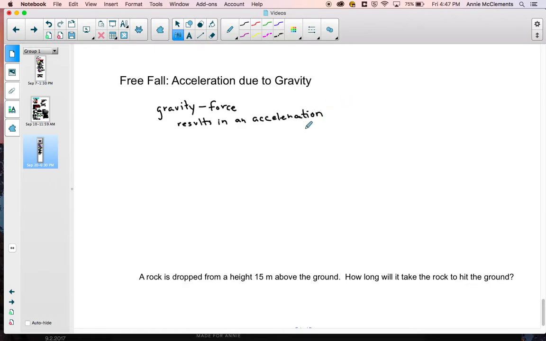Every object that is on or near Earth feels some acceleration due to the force of gravity. This acceleration due to the force of gravity we denote as little g. There's a big G, but we'll learn about that later. And little g, scientists have figured out, is approximately equal to 9.8 meters per second squared in the negative direction. We generally think of up being towards the sky and down being towards the center of the Earth. Up is positive and down is negative, so we tend to think that the acceleration due to gravity is towards the center of the Earth, so it is negative.